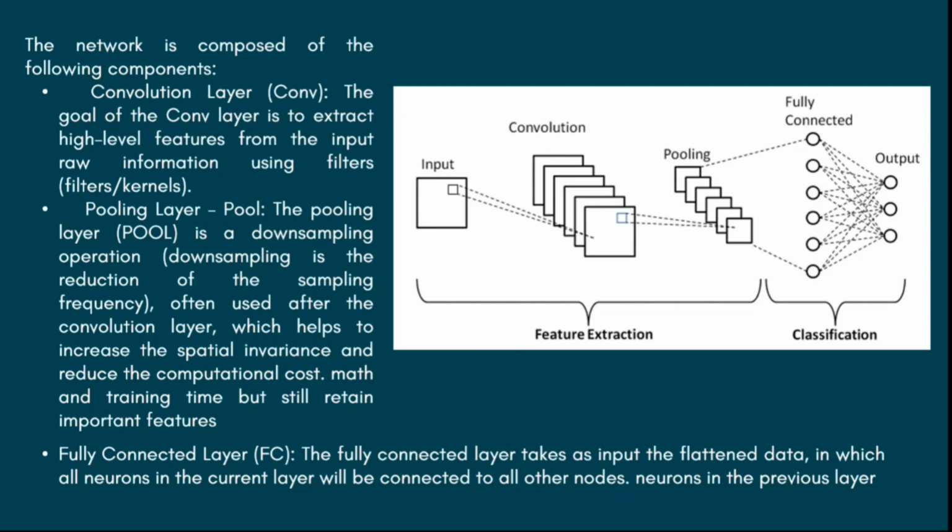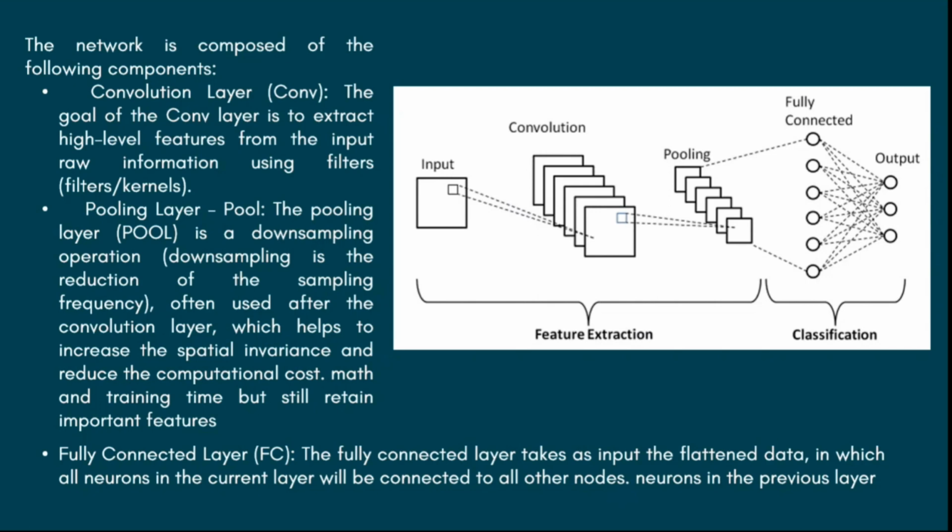The last layer is called the fully connected layer. The fully connected layer takes input data that has been flattened, and every neuron in the current layer is connected to every neuron in the previous layer. In the convolution model, after feature extraction through convolution and pooling layers, the data is passed to the fully connected layer to produce the final output relevant to the given task.